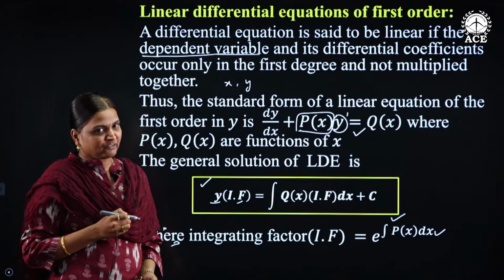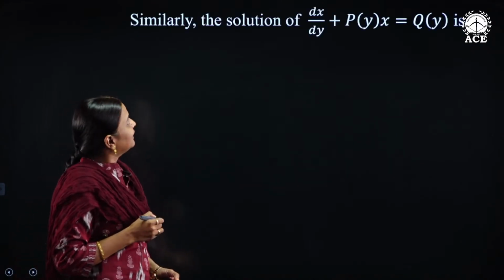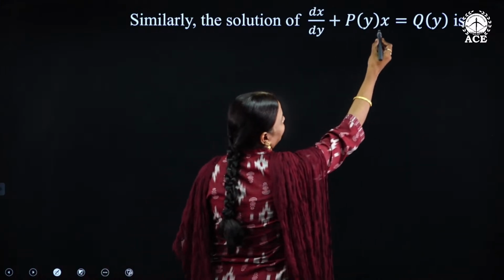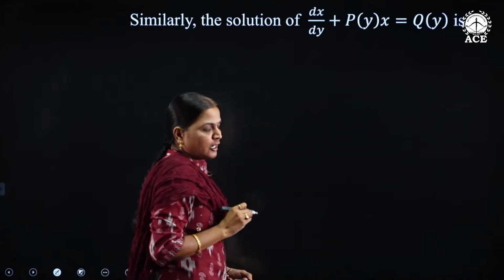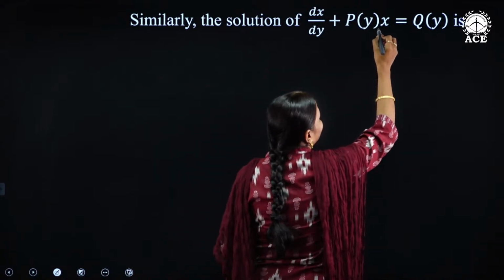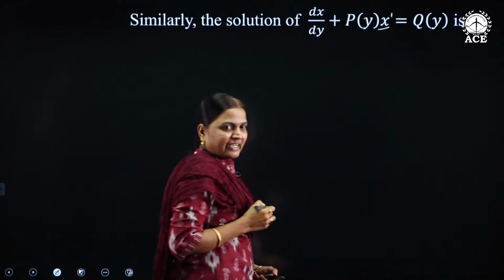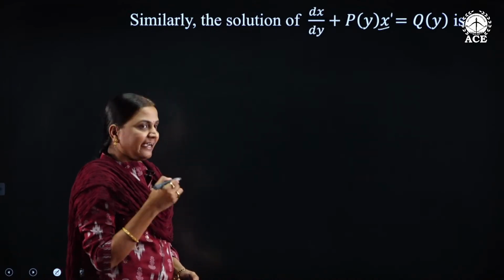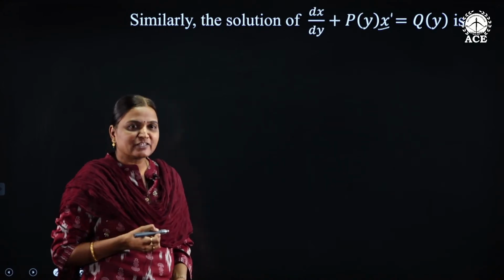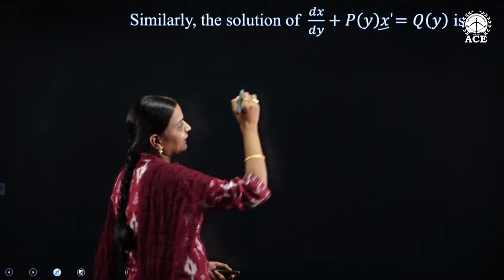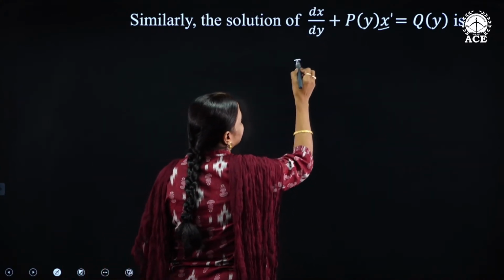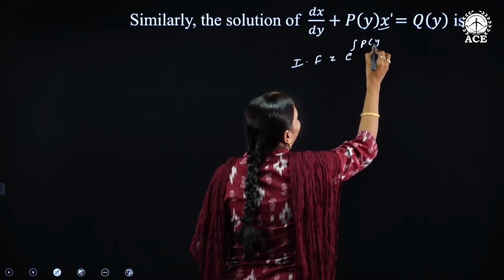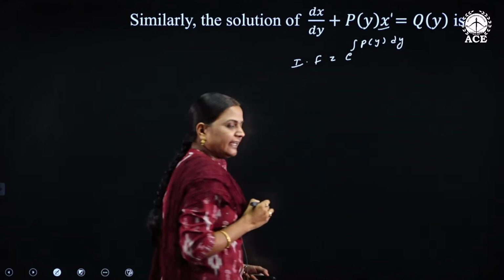And how to write the linear differential equation in x? Similarly, the standard form of a linear differential equation in x is dx by dy plus p of y into x is equal to q of y. Observe clearly here the variable x appears with power 1. That's why we say it is a linear differential equation in x. After identifying the nature, what is our next step? Find the integrating factor. The integrating factor of a linear differential equation in x is e to the power integral p of y into dy.